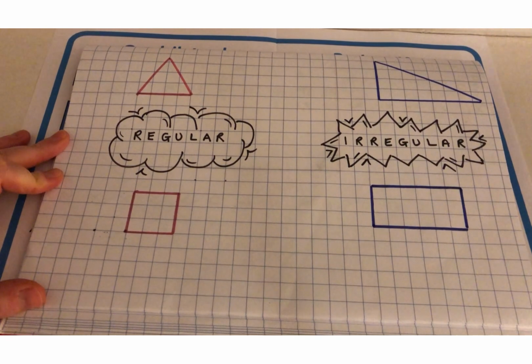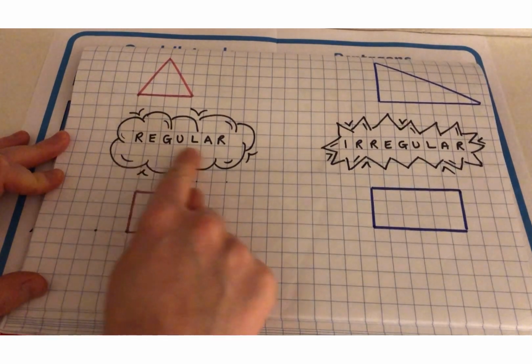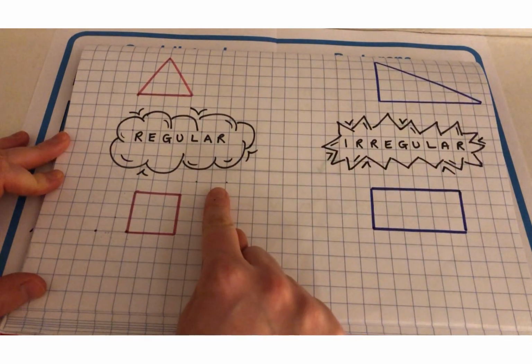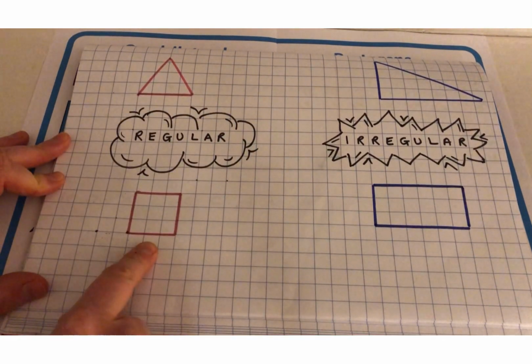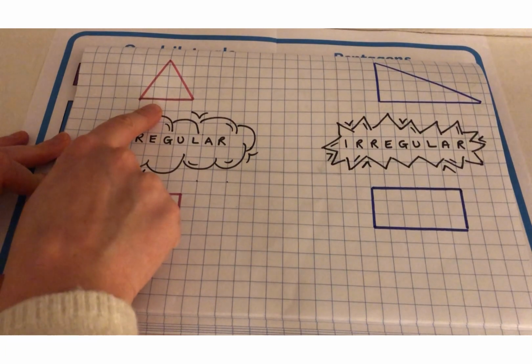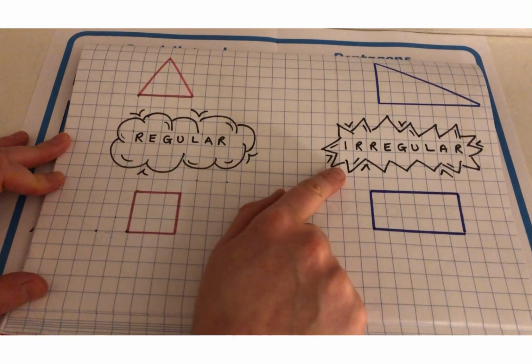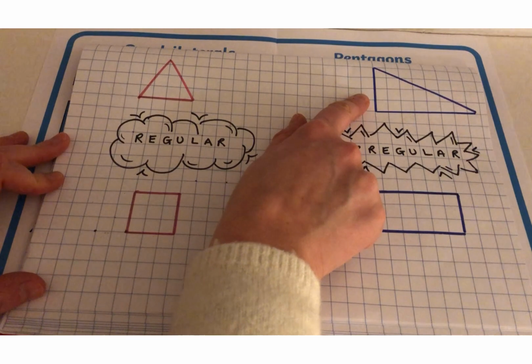We are going to learn some new vocabulary today. The two words we're going to learn are regular and irregular. I wonder, can you work out what makes a shape a regular shape, like this square and this equilateral triangle? I wonder, can you work out what makes a shape irregular, like this rectangle, and like this right-angled triangle?